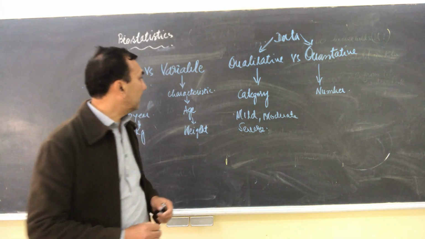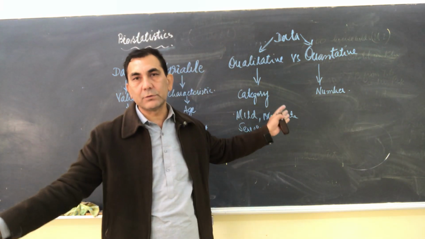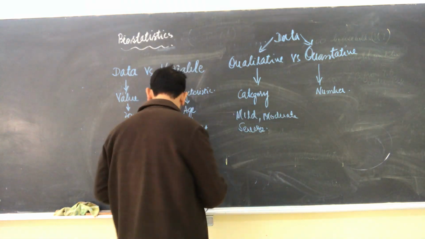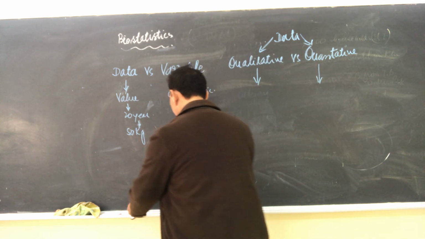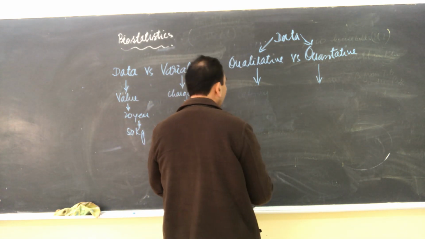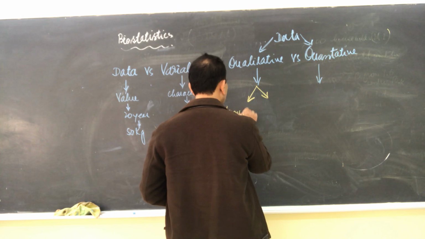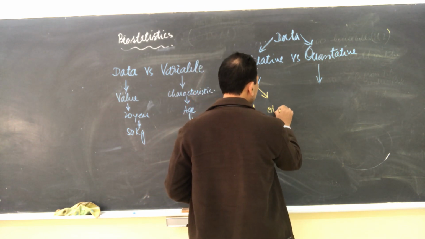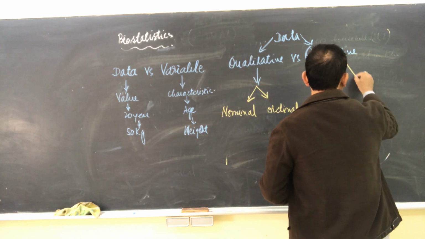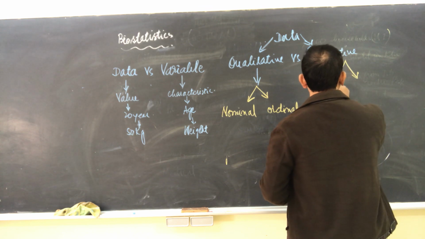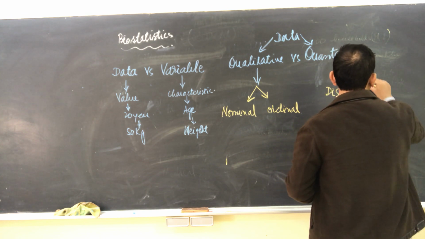Now we divide data into two forms, qualitative and quantitative. We are going to divide these further into two forms each. Qualitative data is of two types, nominal and ordinal. And quantitative data is again of two types, discrete and continuous.